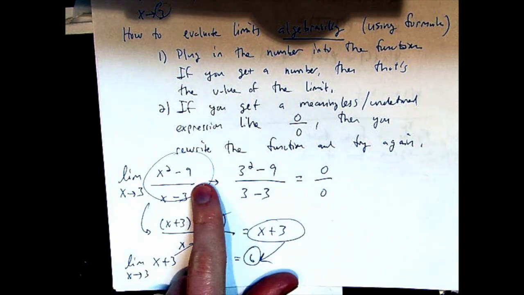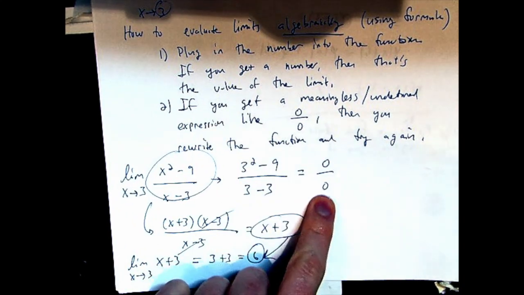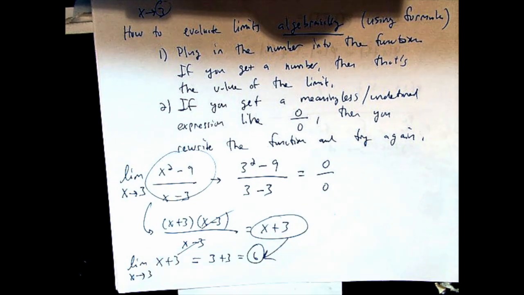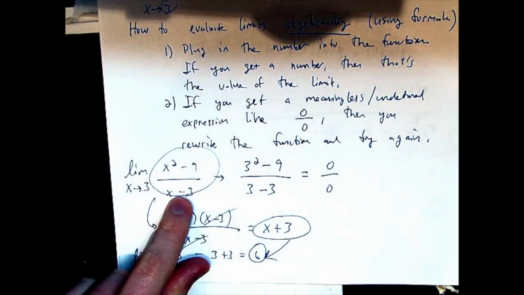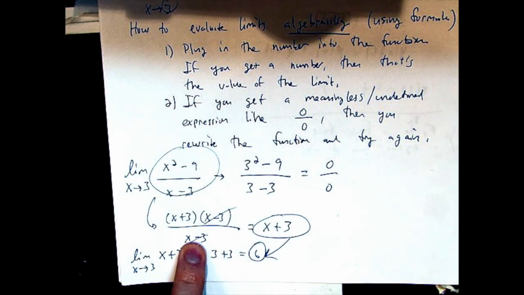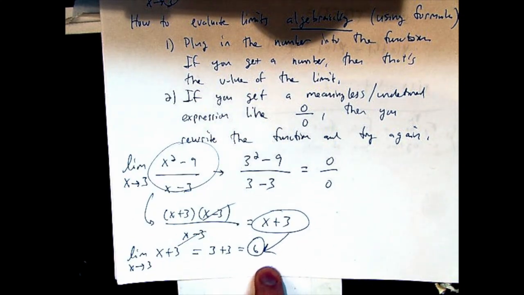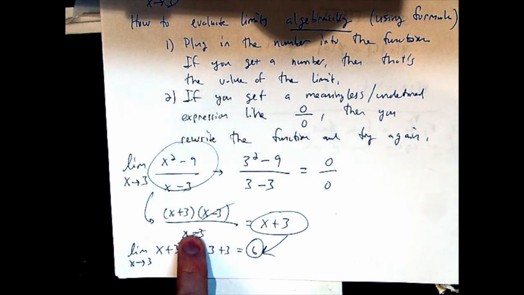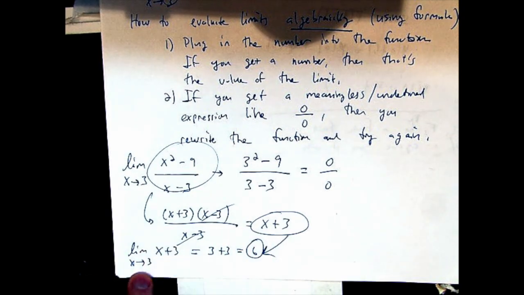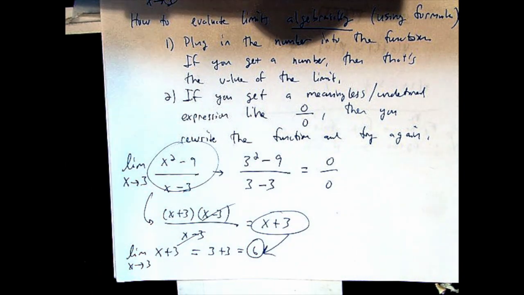But most of the time with these problems, you won't get a regular number. You'll get a meaningless expression like 0 over 0. And what that tells you is that you have to rewrite your expression somehow. Okay, factoring and canceling common factors is a very common thing that we have to do. But you have to rewrite your expression somehow, and then try plugging the number in again. And that's what we did. We rewrote our expression, we simplified it, and then we tried plugging in 3 a second time, and we got 6, which is a proper number. So that's the value of the limit.